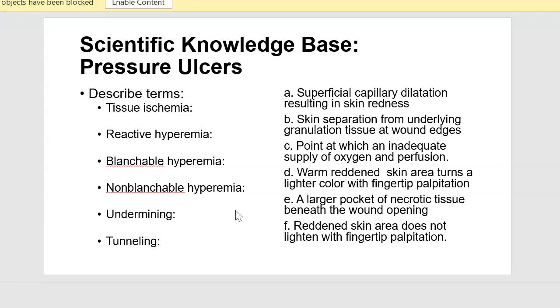Undermining is another term that we need to know, and that is when skin separation from the underlying granulation tissue is at the wound edges, and I'm hoping to look at a picture of that in class so you can see what that looks like. And then tunneling is a larger pocket of necrotic tissue beneath the wound opening, which means you might not be able to see that tunneling and how deep it goes because it's smaller than the actual wound. Or the wound opening is smaller than the tunneling. Could be either.